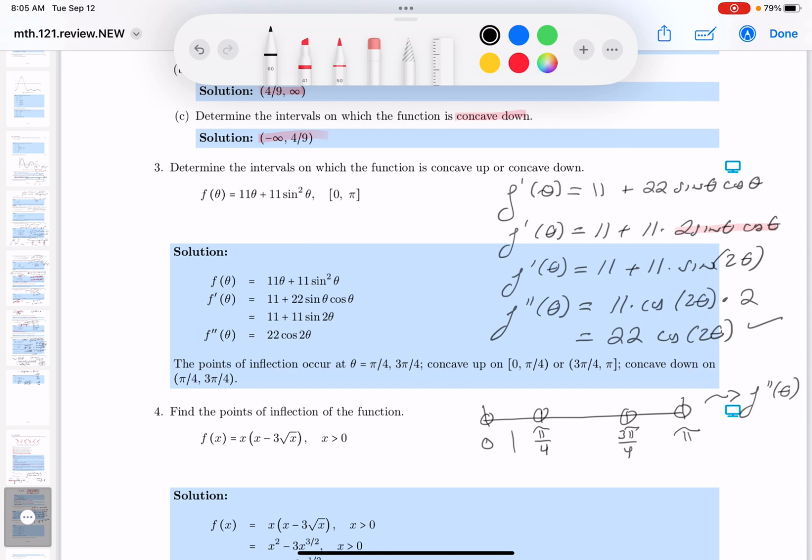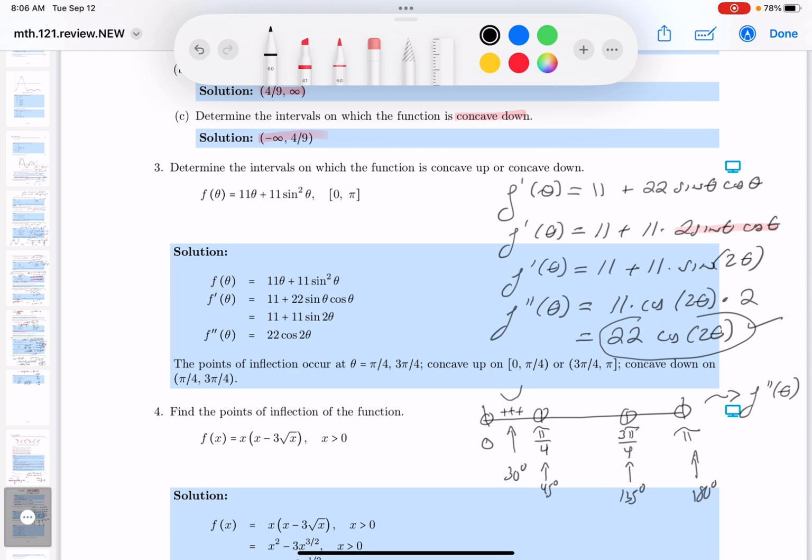And one value I'd pick over here, I'm going to use degree measure, by the way. I'm going to say 30 degrees. Is 30 degrees between 0 and pi over 4? Well, pi over 4 is 45 degrees. All right, let me write that down for you. 3 pi over 4 is 135 degrees. And it's going to be 180. All right, so 30 degrees is definitely between 0 and pi over 4. And if you're plugging it in over here, what would you get? 22 times the cosine of 60 degrees. Well, that's definitely positive.